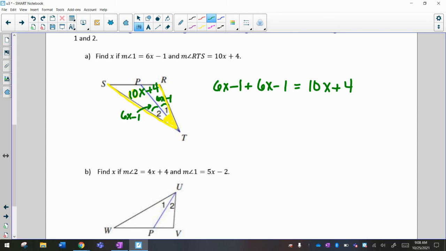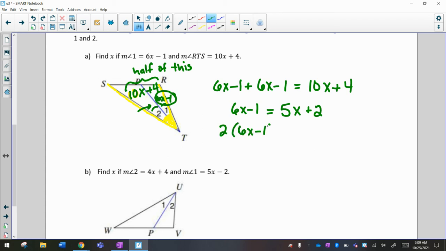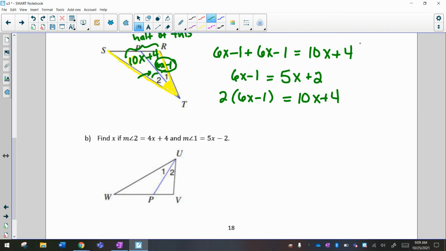Another way to think about this is pretend I didn't even write in what angle 2 was, since I know that 1 is half of the entire thing. That means 6x minus 1 equals 5x plus 2. 6x minus 1 is half of this. Half of 10x plus 4 is 5x plus 2. Or I could say double 6x minus 1 equals 10x plus 4. All of those are equivalent equations, and you can use any one of those that you want. Okay, any single one that you want. I'm going to use the one on the bottom just because then I can write underneath it, but you can pick any one you want. All three of these are equivalent.